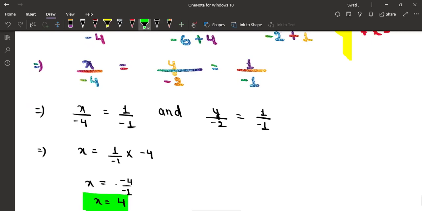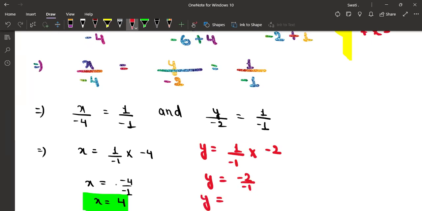Okay, next. Let's solve y. y equals 1 upon minus 1 into minus 2. So what is the value of y? Minus 2 upon minus 1. So what is the answer? 2. Very good. And we have got the value of y also. So Manya, we are done with cross multiplication.